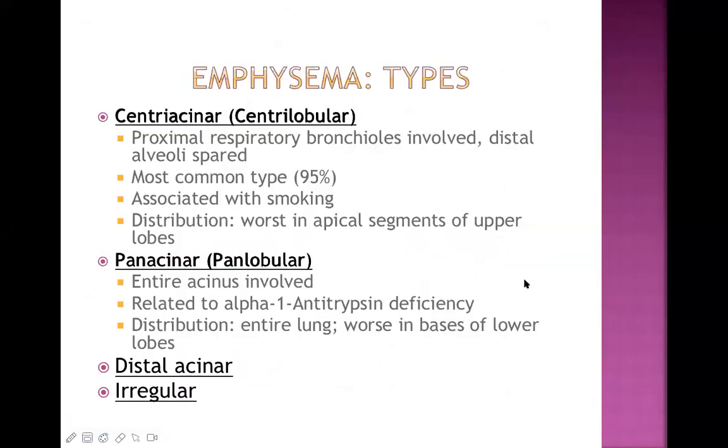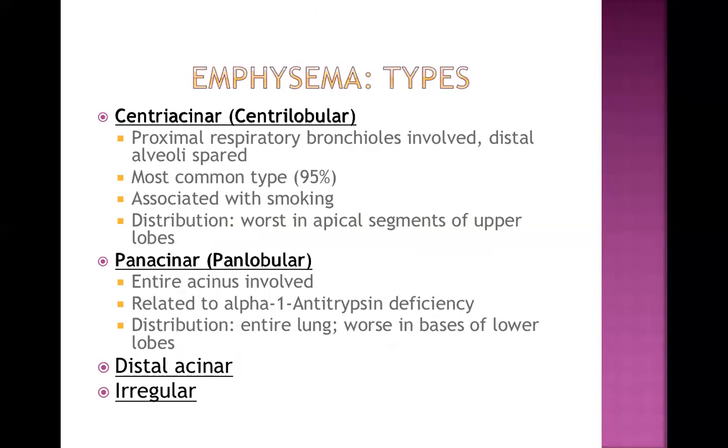Now, after going through the pathogenesis, let's talk about the types of emphysema. How many types are there? They are centriacinar, panacinar, distal acinar, and irregular. Once again, I would like to highlight the meaning of acinus. What is acinus? Acinus is a combination of respiratory bronchiole, alveolar duct, and alveoli. So your mind should be on that part.